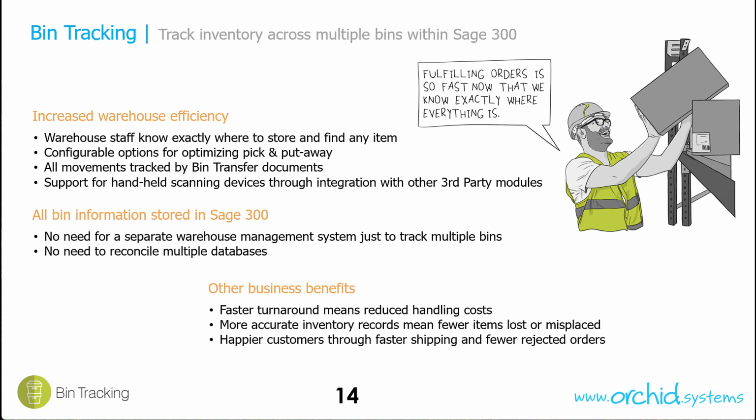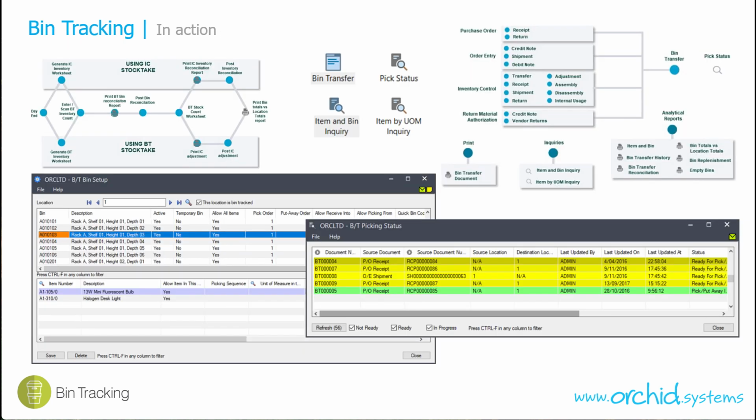All movements in and out of the IC location would be tracked from a bin perspective. And it provides support for handheld scanning devices through integration with other third-party modules. Bin tracking facilitates a faster turnaround and reduced handling costs when picking and putting away items in the warehouse, and more accurate inventory records. The bins are highly configurable, and you can have rules whether you're allowed to pick from a bin or only put away from a bin, and the bins can be allocated automatically to the bin transfer documents based on least recent put away, most recent put away, or just by bin sequence order.